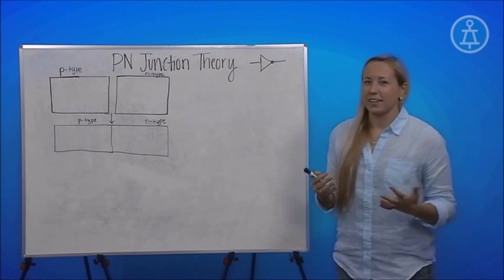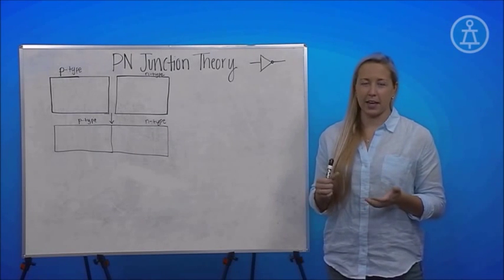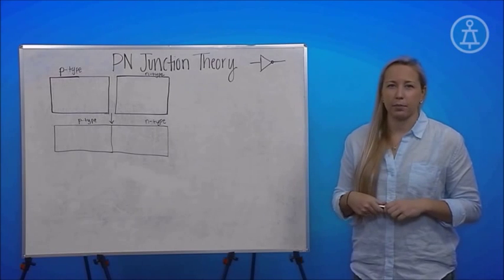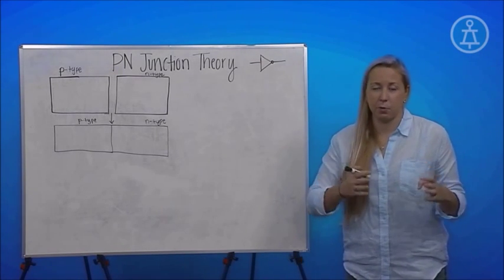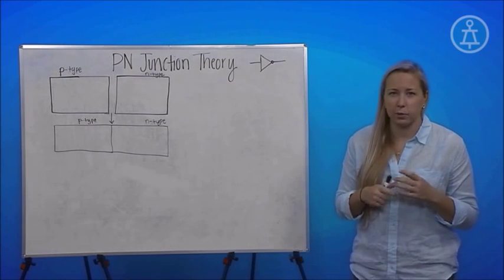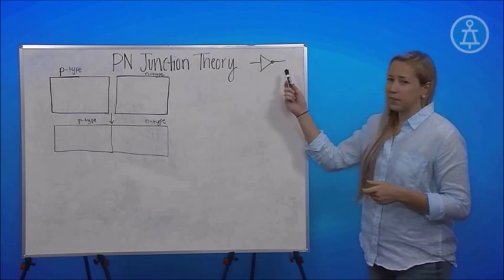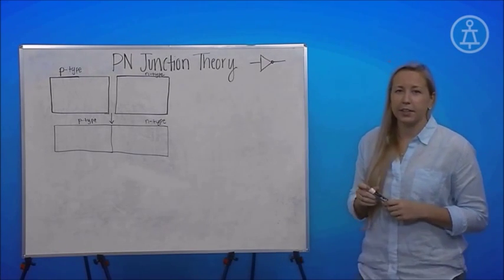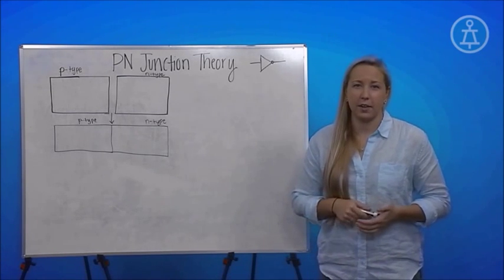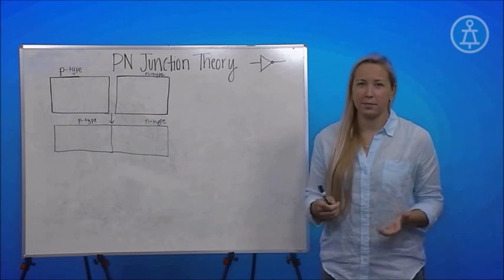So let's get started. One of the things I like to do when I give a lecture is give a realistic application. P-N junction theory is the basis for diodes. You will probably have seen diodes within your circuit classes, and this is the symbol for a diode. What's really interesting is how the diode has current flowing only in one direction. So we're going to explore why.